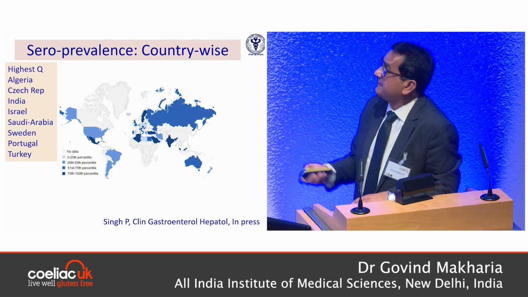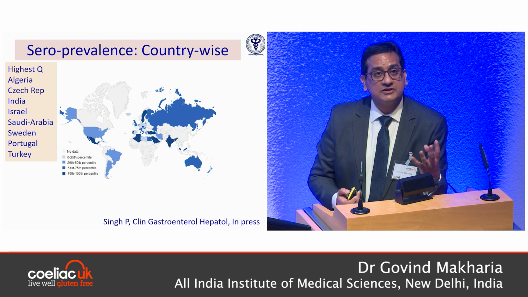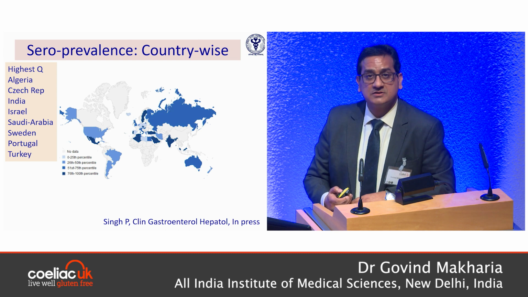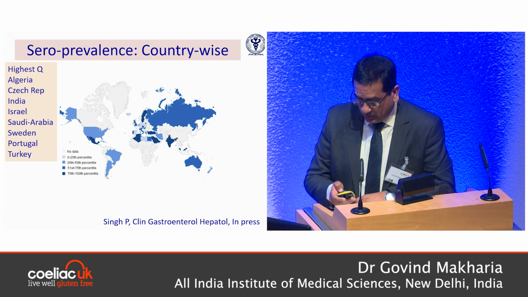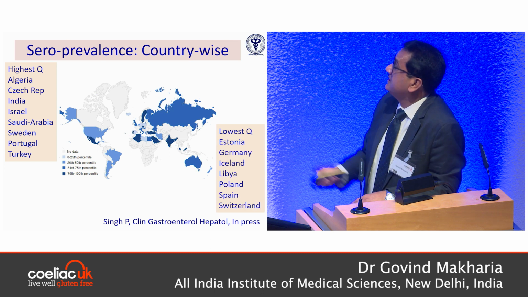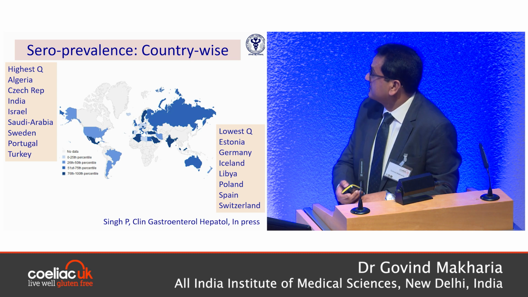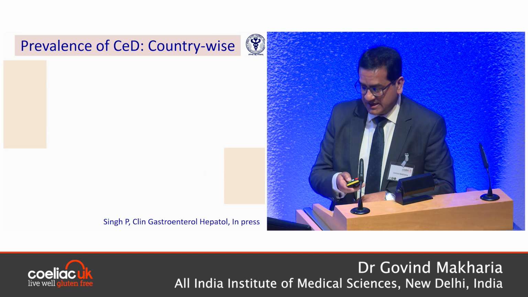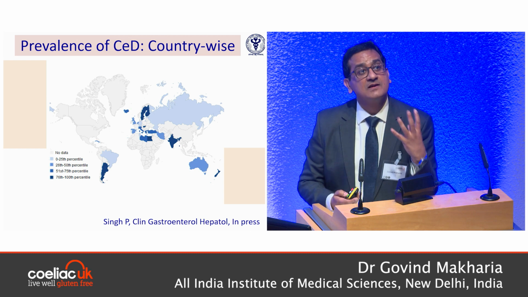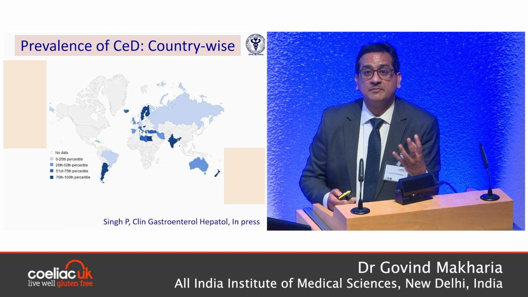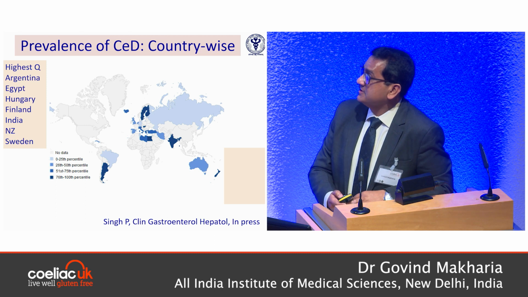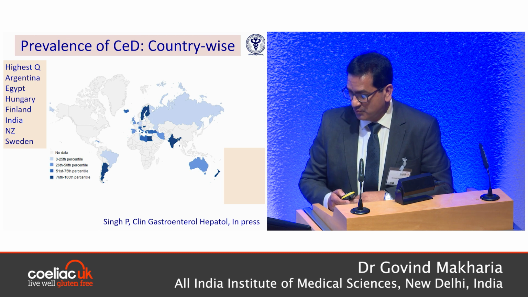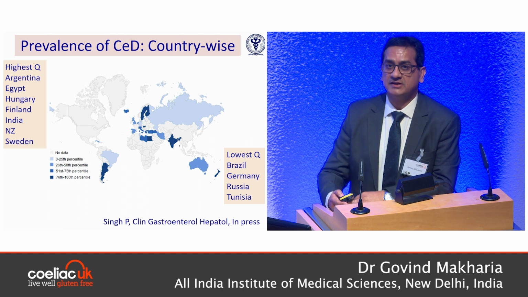First look at the seroprevalence. The highest quartile was observed in countries such as Algeria, Czech Republic, India, Israel, Saudi Arabia, Sweden, Portugal, and Turkey. The lowest seroprevalence was seen in Estonia, Germany, Iceland, Poland, Sweden, Switzerland, and Spain. Same if you go to looking at the prevalence of celiac disease in different countries. Those countries which have the highest prevalence of celiac disease were Argentina, Egypt, Hungary, Finland, India, New Zealand, and Sweden. And the lowest prevalence was seen in Brazil, Germany, Russia, and Tunisia.